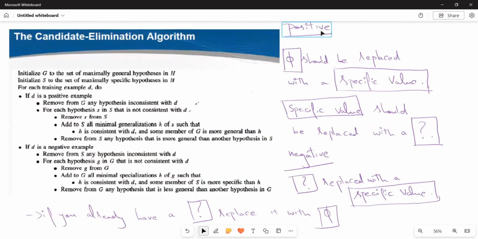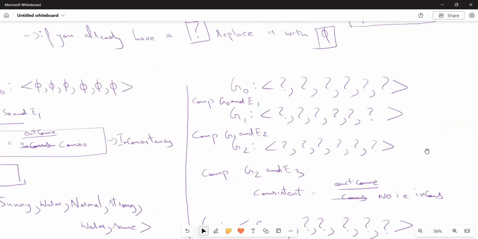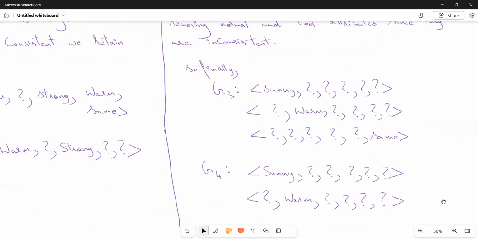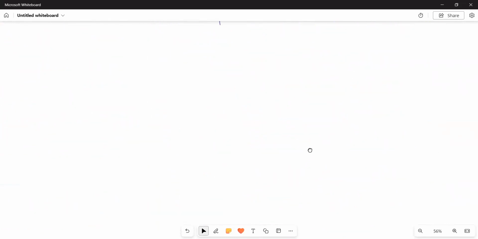If it is positive, what are we going to do? Null will be replaced with a specific value. If there is a specific value, then it should be replaced with a question mark. When it is negative, a question mark will be replaced with a specific value, and if a specific value already exists, it will be replaced with null. Remembering this from the algorithm, we are going to write the hypothesis.